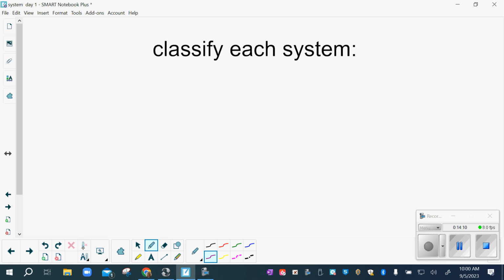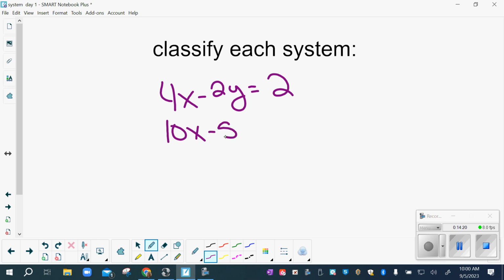Let's step up our game a little bit. How about this one? You guys ready? How about 4x minus 2y equals 2 and 10x minus 5y equals 5. Okay. Here's why. Consistent, independent. Because independent means that they are separate lines.